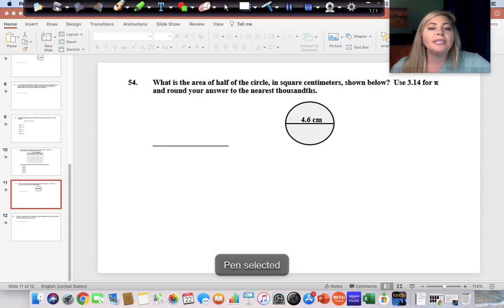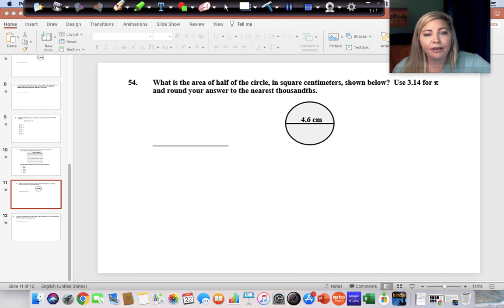Okay, what is the area of half, that's a key word here, half of the circle in square centimeters below? Use 3.14 for pi and round your answer to the nearest thousandths, also another keyword. Okay, so we want half. We just want this bottom part. So you're going to find the area for the circle, and then you're still going to have to divide it by 2 because we want half of that circle.